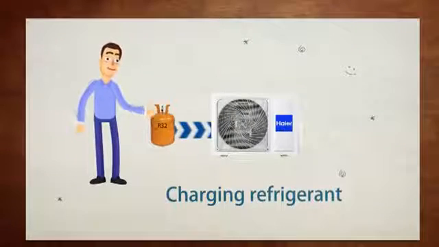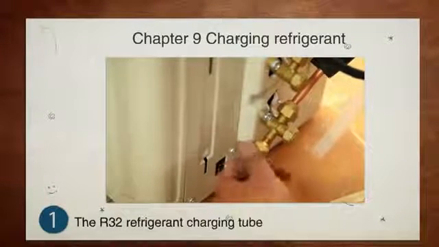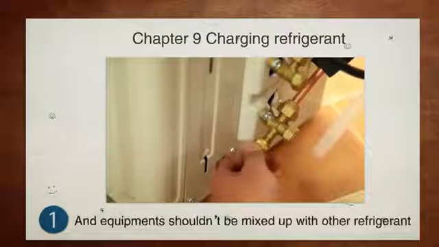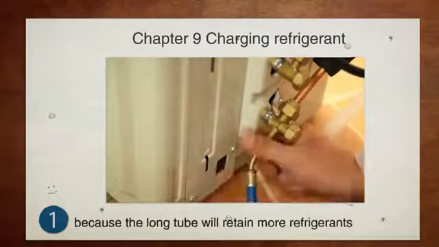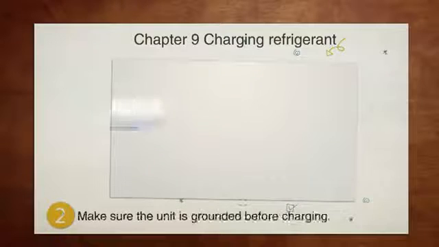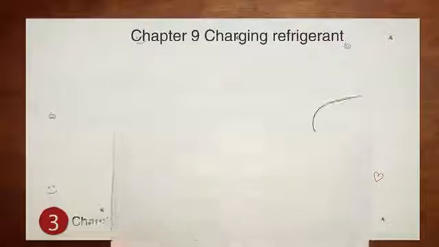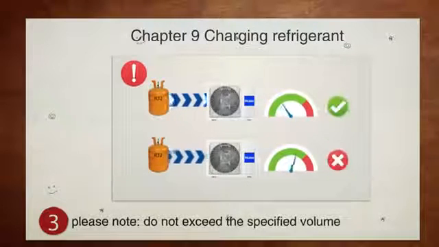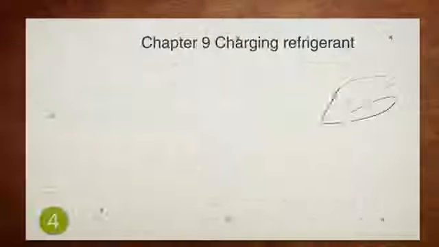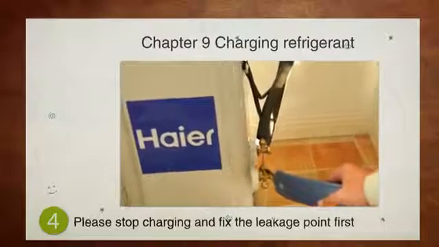Chapter 9. Charging refrigerant. Number 1. The R32 refrigerant charging tube and equipment shouldn't be mixed up with other refrigerant. Keep the charging tube as short as possible because the long tube will retain more refrigerant. Number 2. Make sure the unit is grounded before charging. Number 3. Charge the refrigerant at a low flow speed. Please note, do not exceed the specified volume. Number 4. If there is leakage in the unit, please stop charging and fix the leakage point first.